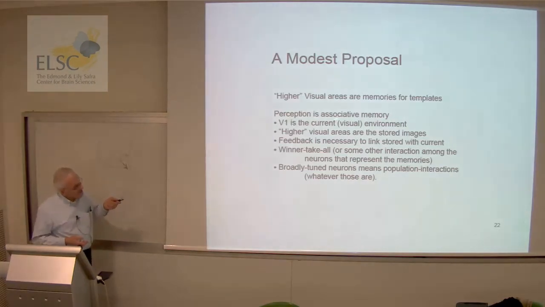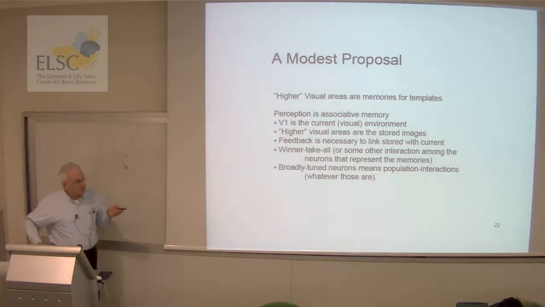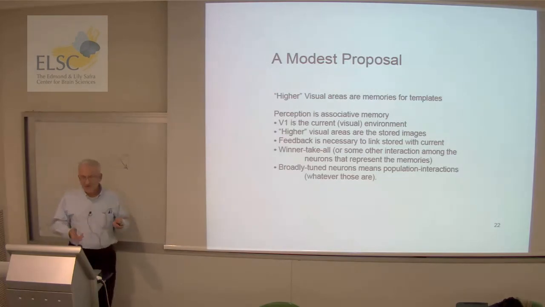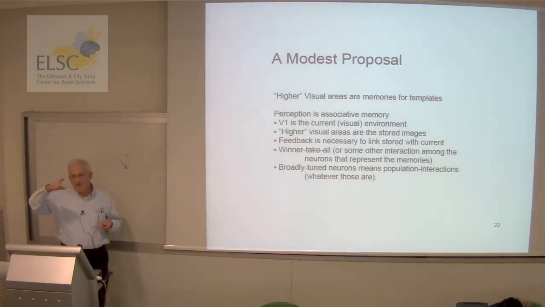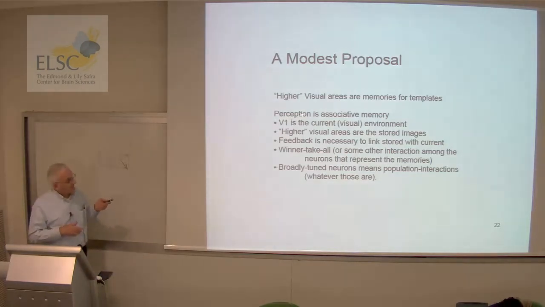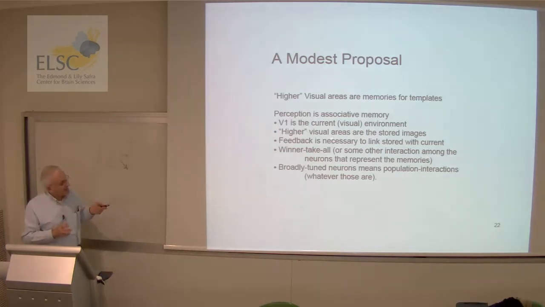And what I'm suggesting is V1 is the current environment, always, that is to say, it's providing the present outside world, and the higher visual areas are the stored images. And in order to link the present with the past, which is what I say perception is, you need feedback. That is, it can't be done without some kind of top-down talking. So bottom-up and top-down signals must be involved in some kind of loop structure, according to my modest proposal. And therefore, feedback is necessary to link the stored with the current.